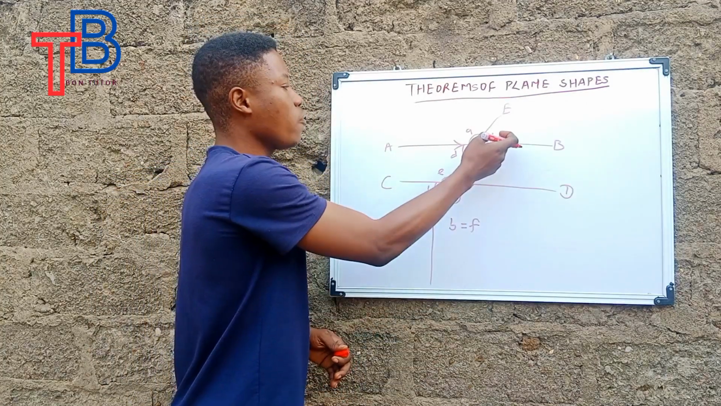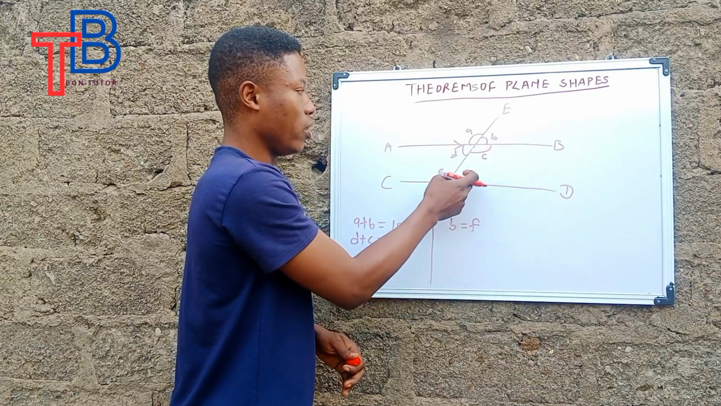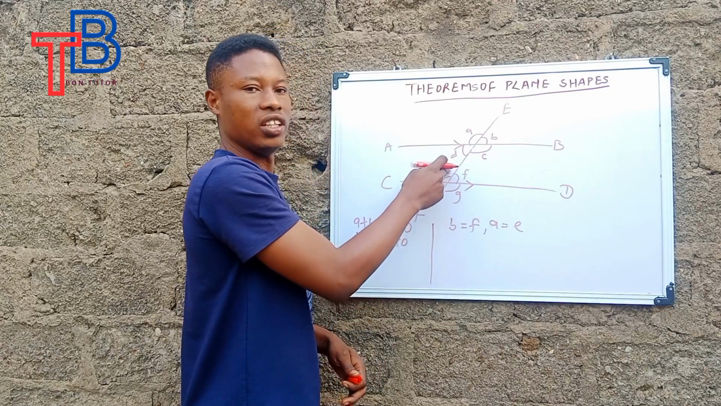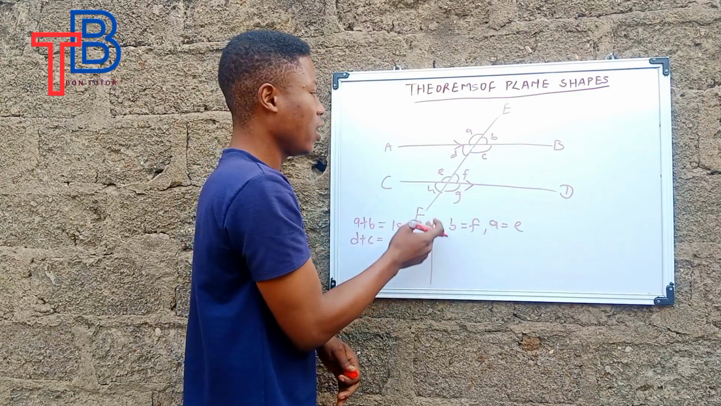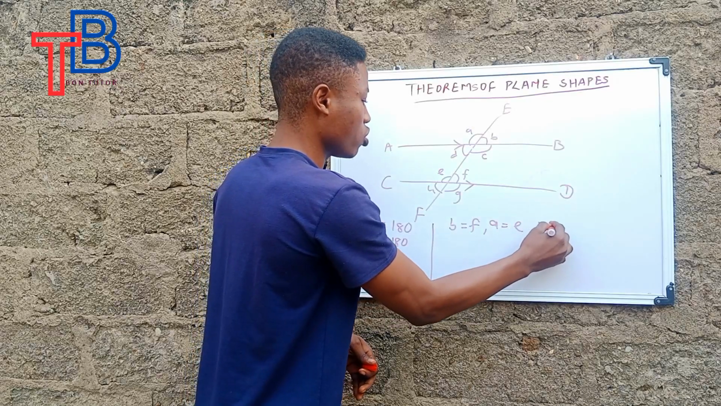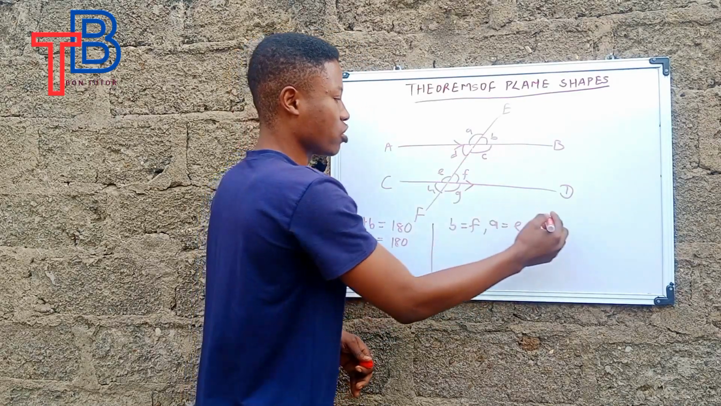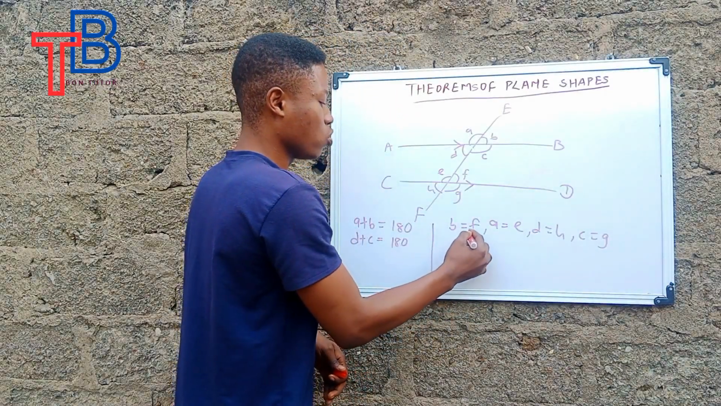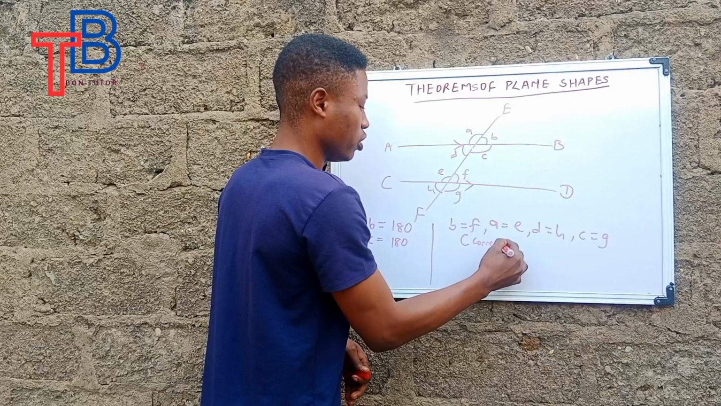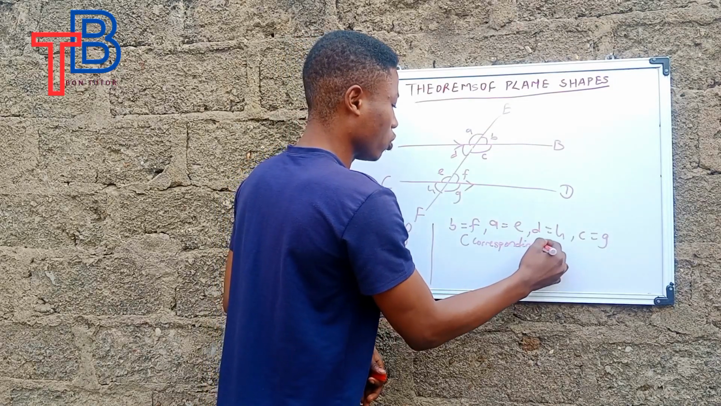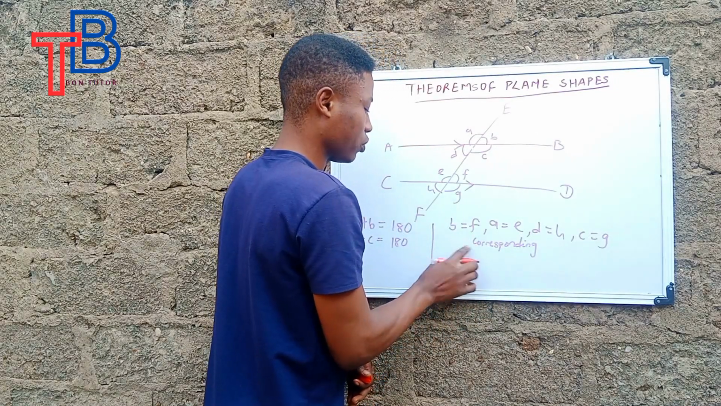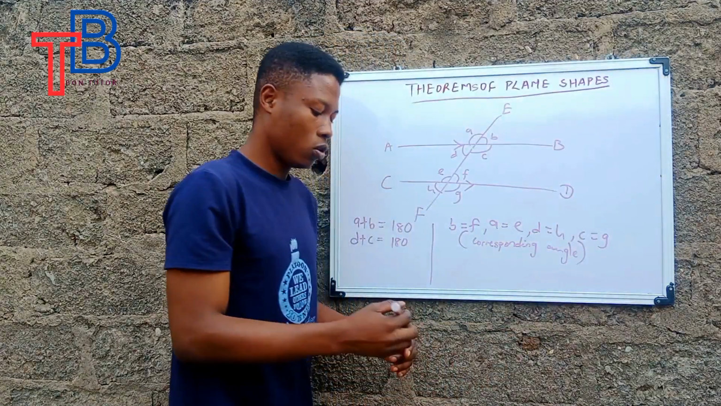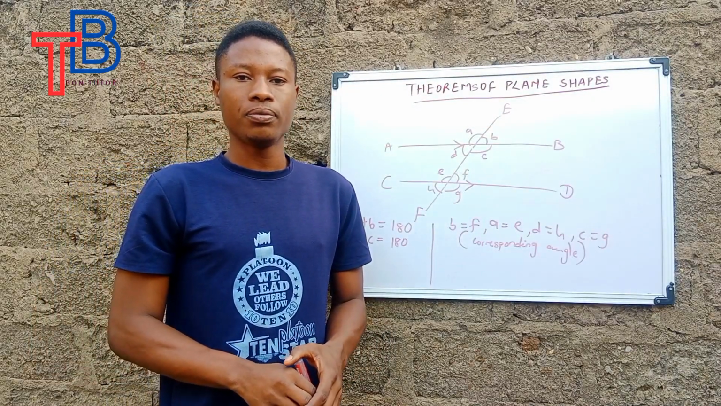You can notice that if your B is equals to your F, that means your A is equals to your E, also in the same position and also looks alike, which means your D is also equals to your H, and your C is also equals to your G. And all these angles you have here are what we call corresponding angles.